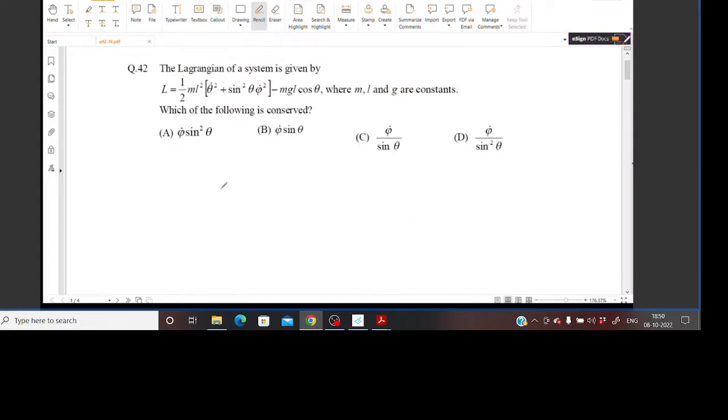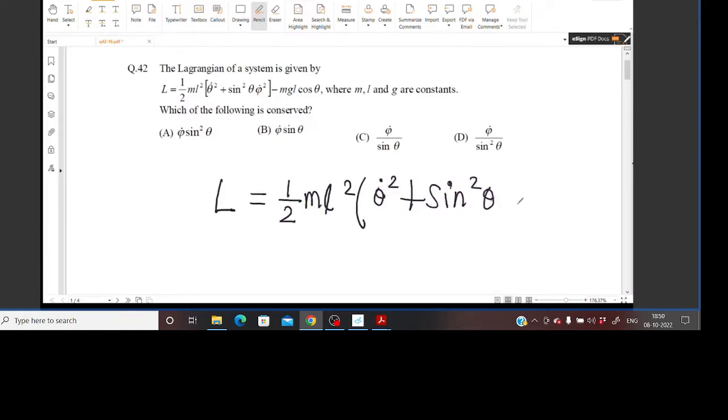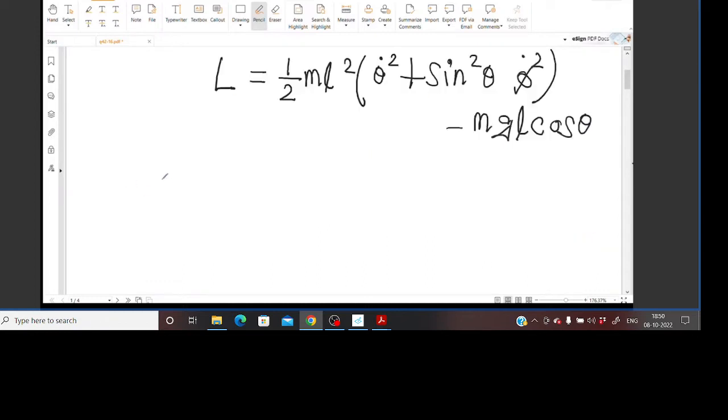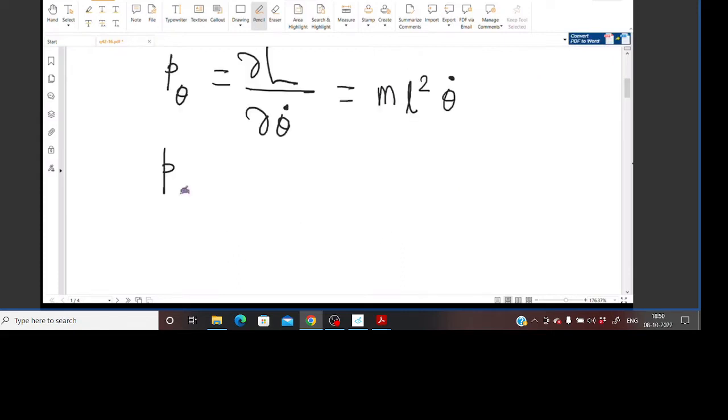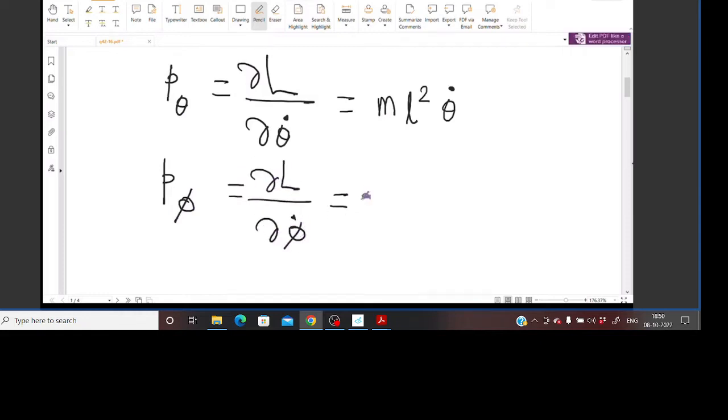Let's solve this question. In this question, we have L equal to half m L square into theta dot square plus sine square theta phi dot square minus mgl cos theta. Let's find out the generalized momentum p theta, which is given by del L del theta dot. So p theta is equal to m L square theta dot. p phi is equal to del L del phi dot. This is equal to m L square sine square theta into phi dot.